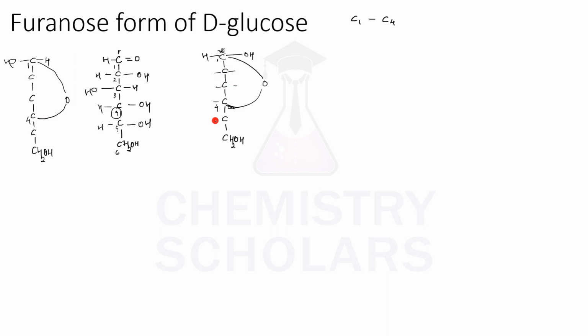I'm not drawing that now. Okay. So this is my alpha anomer because my OH is on the right hand side. This is my beta anomer because OH is on the left hand side. And this is the anomeric carbon atom.